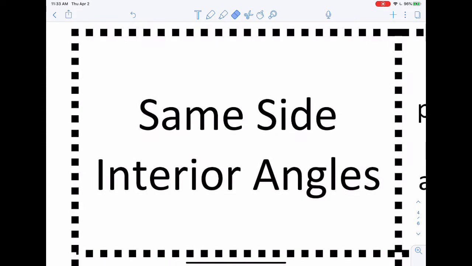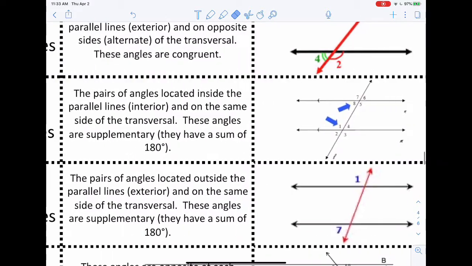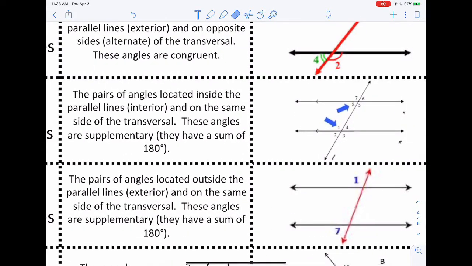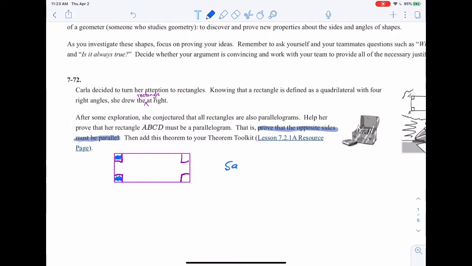Not that I'm making it obvious or anything, but you may have guessed it's same side interior angles. So take a moment to read through that, and then we'll pick it back up with the problem. Well, you were able to see that these are same side or consecutive interior angles.